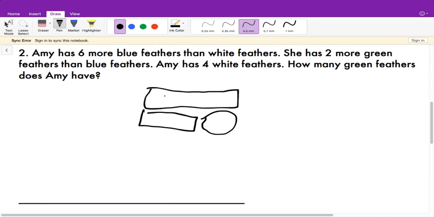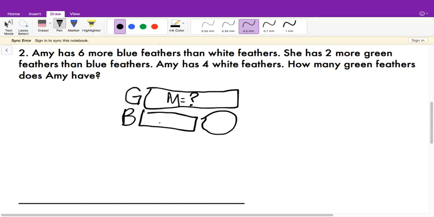Okay, so when I set up my comparison bars, I'm thinking about which one has more, green or blue. And it says she has 2 more green feathers than blue feathers. So that means there are more green than blue. Now, it doesn't say how many green feathers she has. That is what the question's asking. It's saying how many green feathers does Amy have? So I need to put a question mark there for the green feathers.